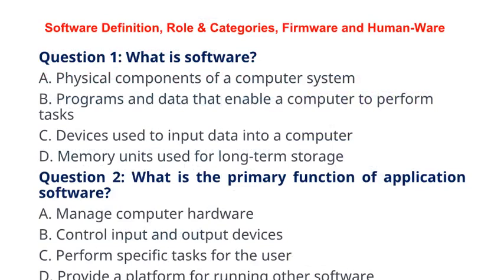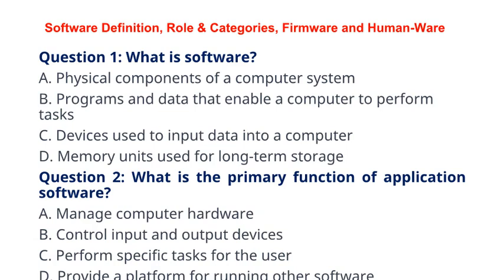Let us try to solve some important MCQs one by one from the topic. Question 1. What is software? A. Physical components of a computer system. B. Programs and data that enable a computer to perform tasks. C. Devices used to input data into a computer. D. Memory units used for long-term storage.